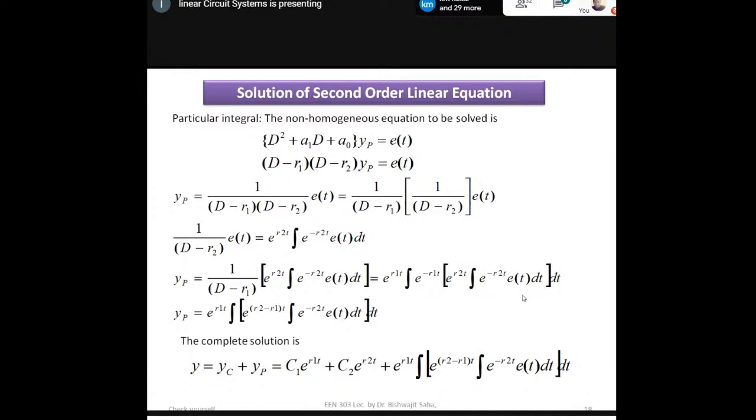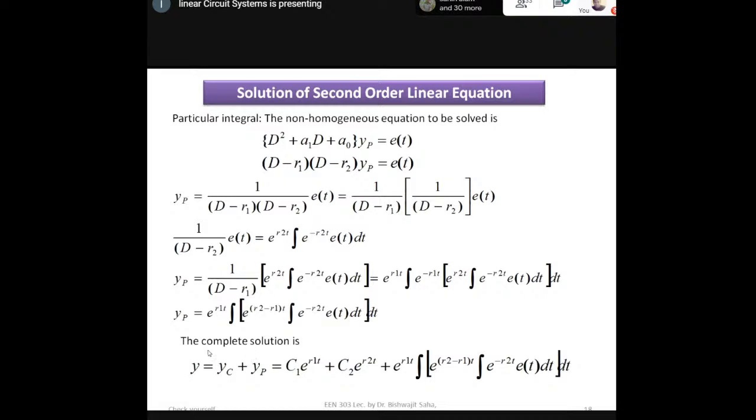If we rearrange this one, then yp coming e to the power r1t, integration of e to the power (r2 minus r1)t. The r2 minus r1 comes from here because they have the same base. If they have the same base, then we can sum up the power. Then integration of e to the power minus r2t u of t dt, and as a whole dt.